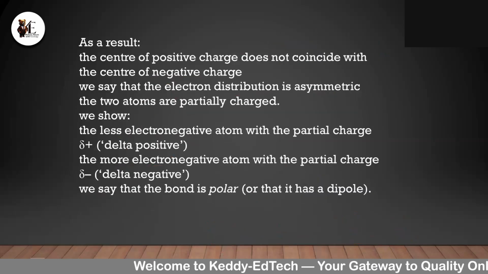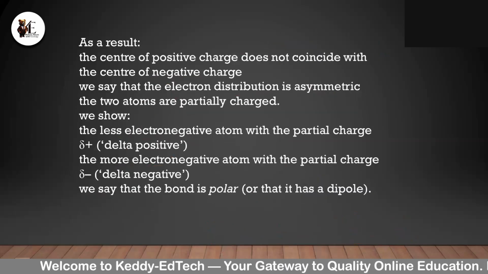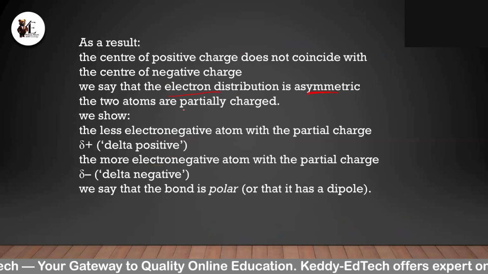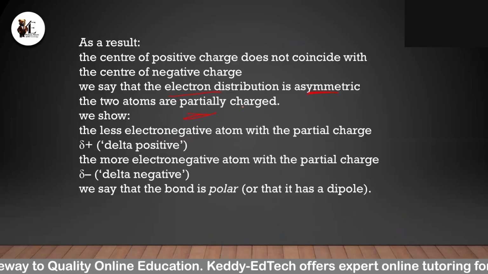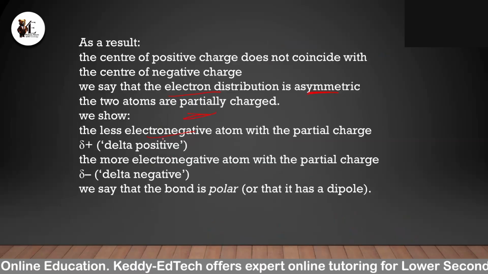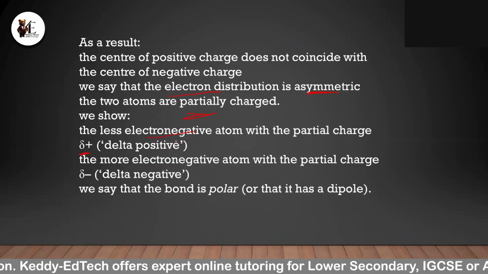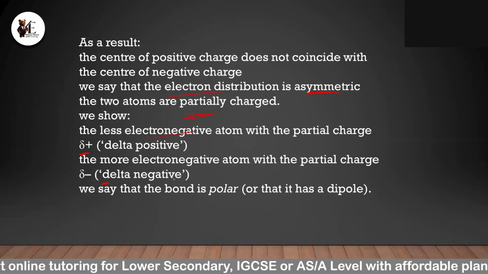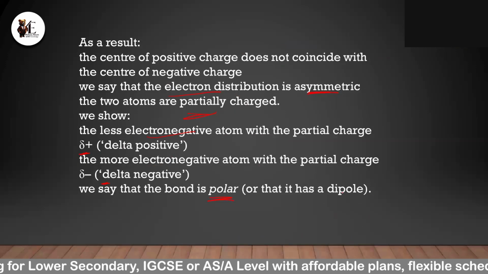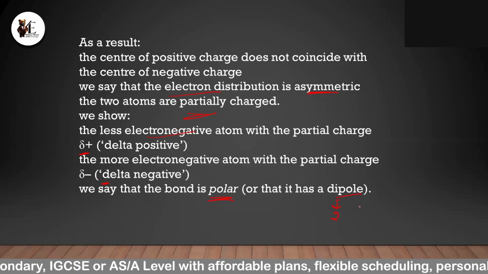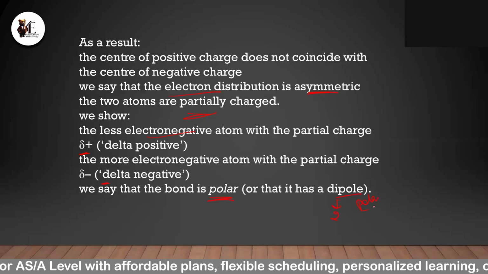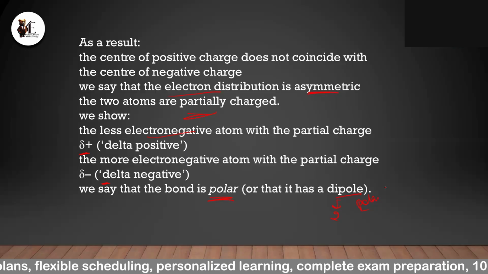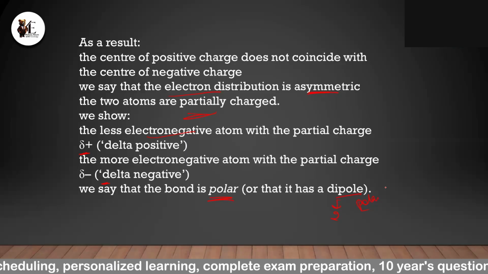So as a result, the positive charge does not coincide with the center of the negative charge. We say that the electron distribution is asymmetric. The two atoms are partially charged, not completely charged. So the less electronegative element has a partial charge, delta positive, and the more electronegative element, which is fluorine in this case, has a partial charge, delta negative. So now we can say that this bond is polar or it has a dipole. Di means two and pole means polar. That means it has two poles, positive and negative. So this HF is a polar molecule, while your H2, Cl2, Br2 are non-polar molecules.